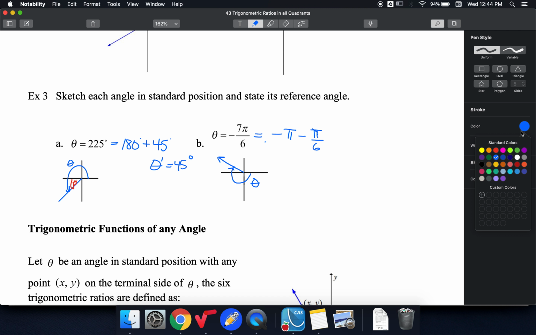But my reference angle, I'm not going to say is negative pi. My reference angle I think of as going in the positive direction. So my reference angle is going to be just the positive pi over 6. And then I know that it's in quadrant 2, so that's going to help me down here.